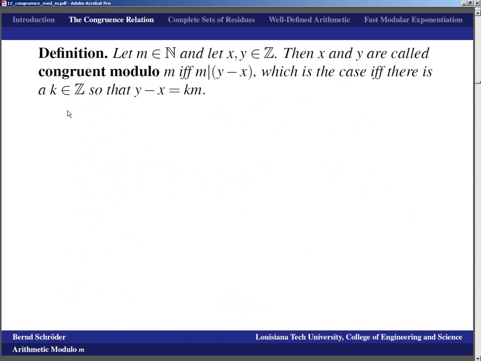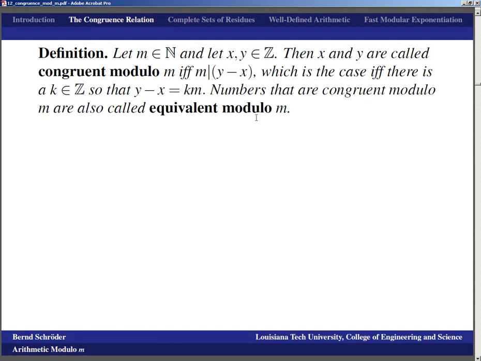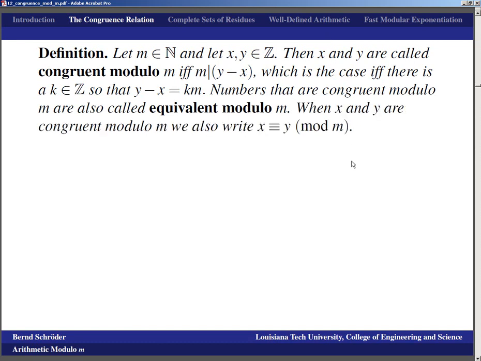So that is the case if and only if there's an integer k, so that the difference between y and x is k times m. So that is congruence modulo m. Sometimes that is also called equivalence modulo m. And we're going to spend this presentation working on how to do arithmetic with these things.